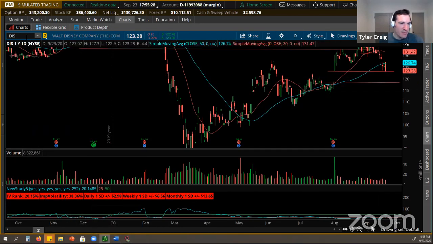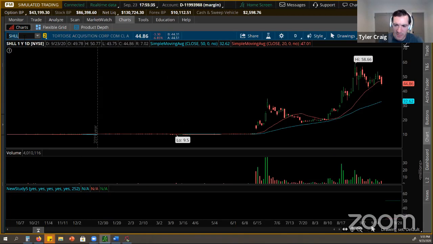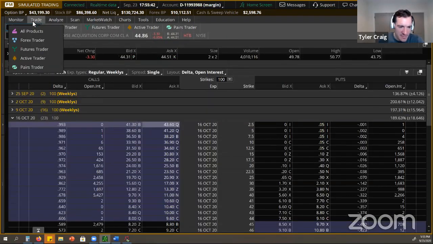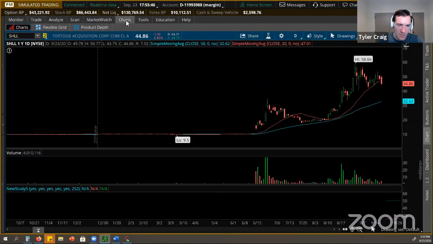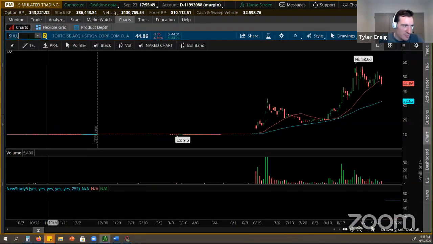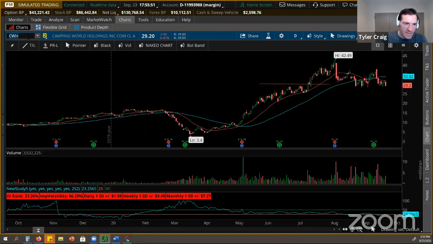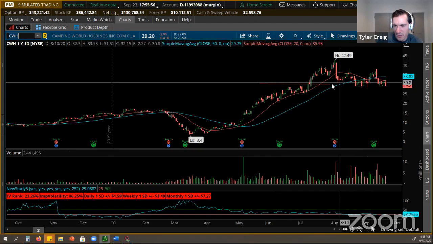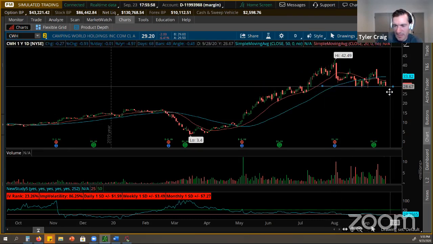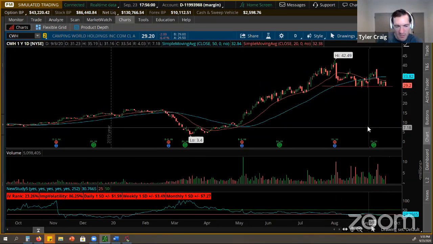All right, let me see if I can find one more though. Some of these that you guys are bringing up might not be as liquid. These are newer, like SHLL. I've never even heard of that company. I don't even know if they have liquid options. Yeah, the options are not liquid on SHLL, so that would have to be a stock play. CWH, Camping World. Boy, that chart looks ominous. Looks like Camping World's getting ready to break down.